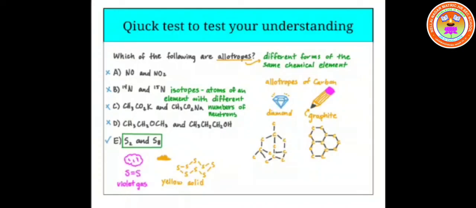Whereas the other options, they are ruled out. They don't come into this line. They are not the answers for allotropes. Some are isomers, some are isotopes, some are compounds. Okay, so S2 and S8, they are the allotropes of sulfur.